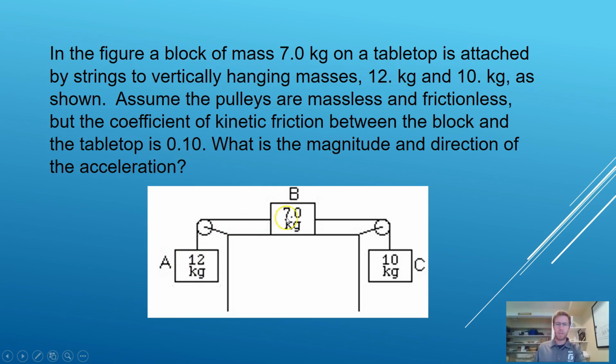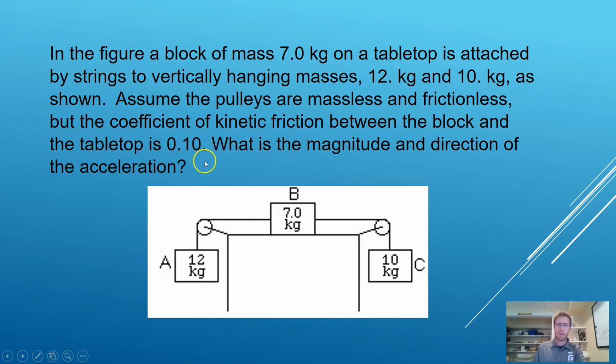So let's imagine you have these three blocks here. Block A is 12 kilograms, block B is 7 kilograms, and block C is 10 kilograms in mass. You have them set up exactly as you see here, and we know that there's a kinetic coefficient of friction between block B and the table of 0.1. Again, there's no units on coefficients of friction.